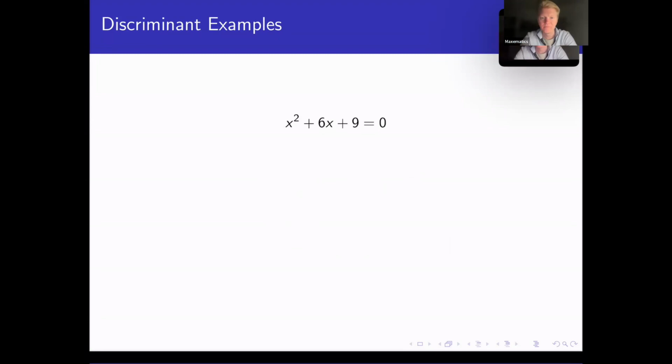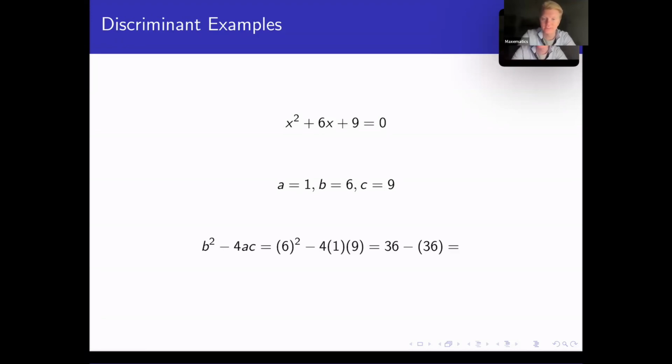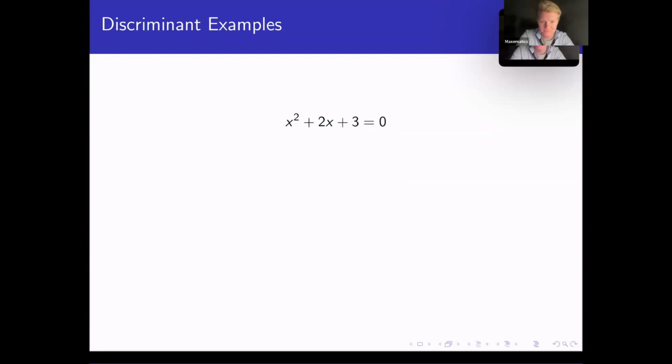Next section we will. x squared plus 6x plus 9. A is 1, B is 6, C is 9. So plug that all into the discriminant. 6 squared is 36. 4 times 1 times 9 is 36. 36 minus 36 is 0. We got 0. That is one rational solution.